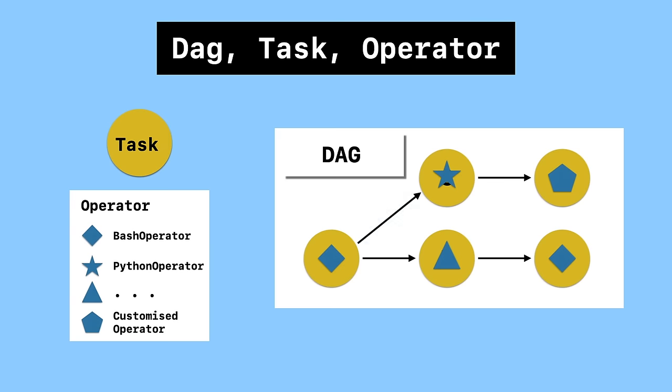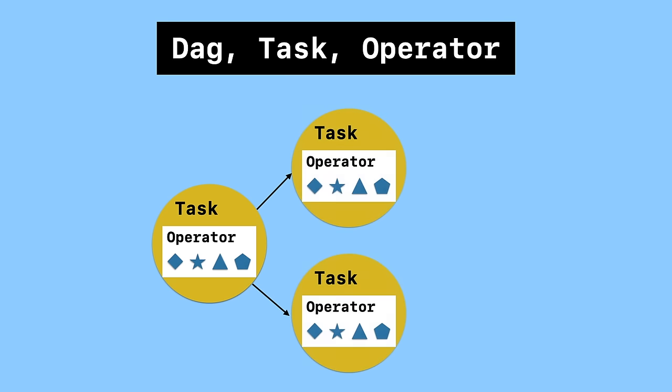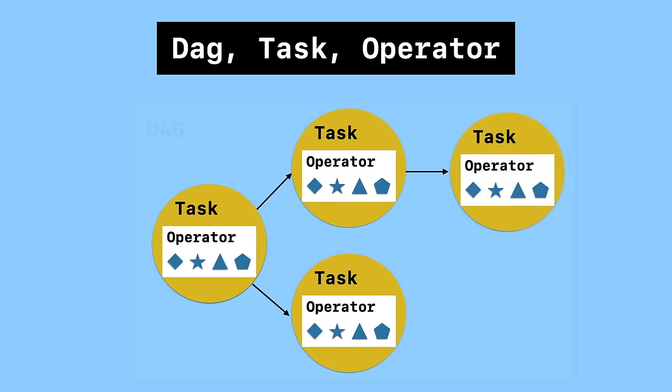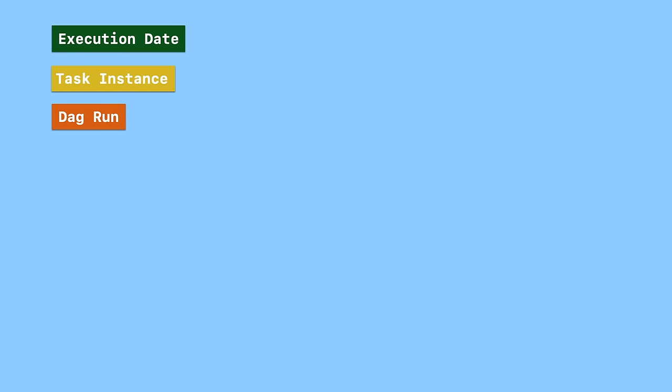To sum up, the operator determines what is going to be done. The task implements an operator by defining specific values for that operator. And DAG is a collection of all the tasks you want to run, organized in a way that reflects their relationships and dependencies. But what is execution date, DAG run, and task instance?